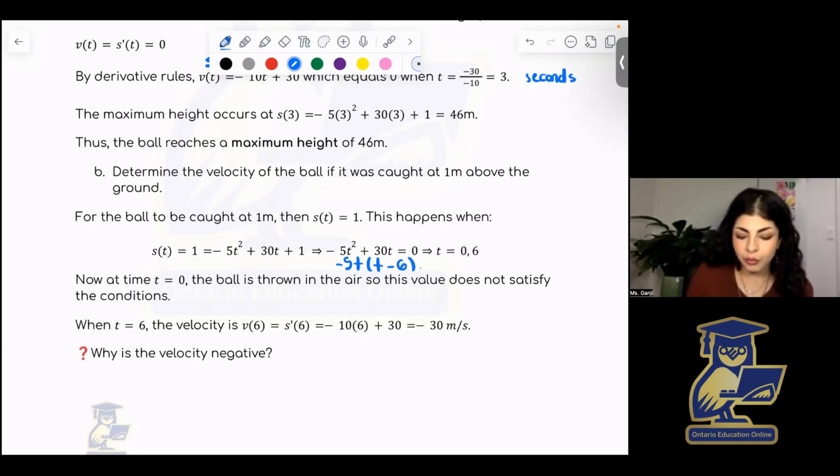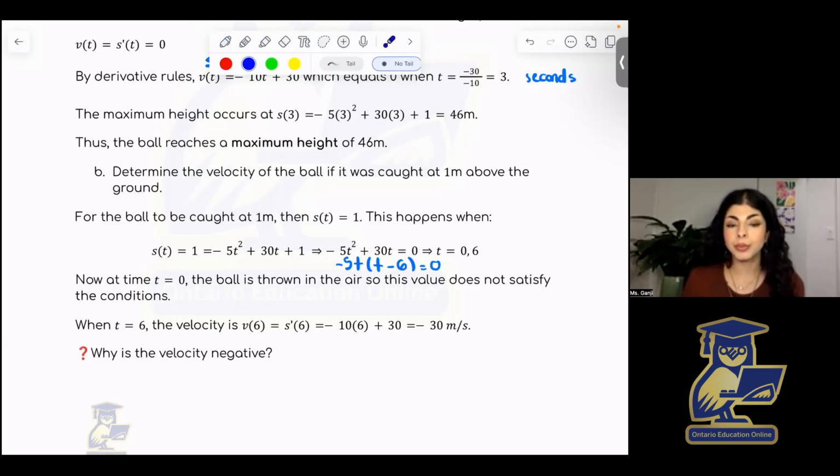And so for this to be equal to 0, we can either have t is equal to 0 or t is equal to 6. And again, this is that interpretation that we had from the beginning. So at time t equal to 0, the ball is thrown in the air. So this value does not actually satisfy our condition because you can't catch the ball at that time because it's just being thrown into the air. So we would say this value is inadmissible in our context. And so we actually only look at the t is equal to 6 value.